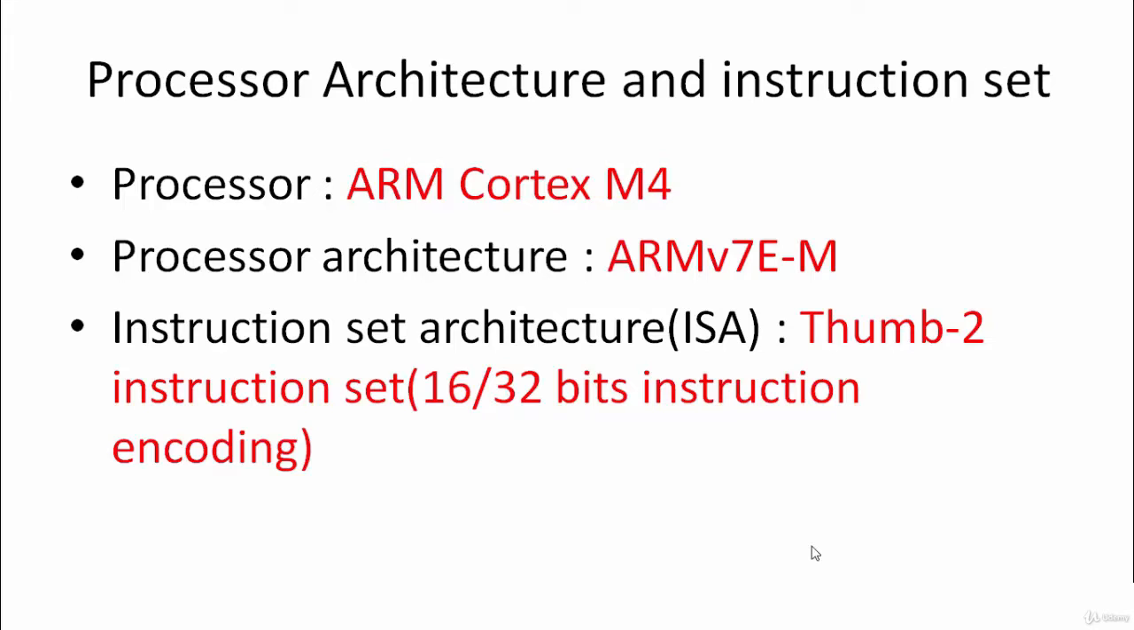Please note that the processor we are using here is the ARM Cortex-M4, and the processor architecture is ARMv7E-M. That's the architecture name for the processor. This architecture uses the ISA, that is instruction set architecture, designed by ARM, and the instruction set architecture name is Thumb-2, which is a collection of 16 and 32 bit instructions.